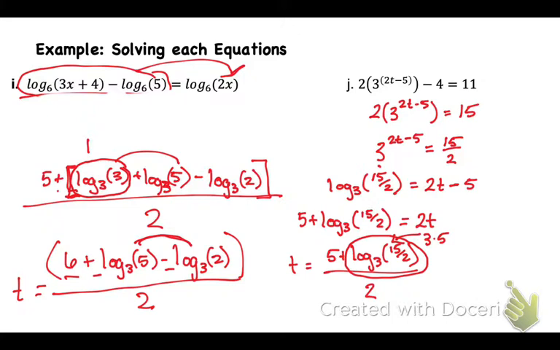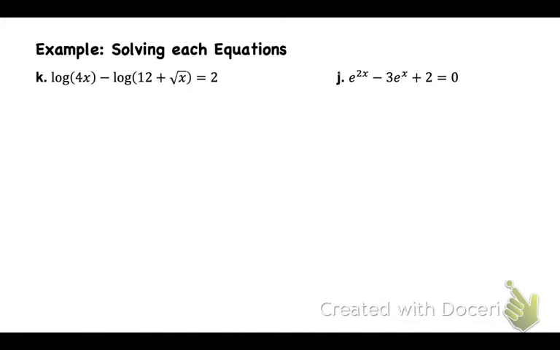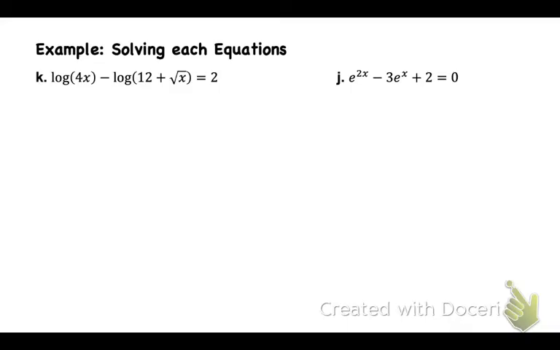So, do they get a little bit complex? Nope. Yeah, you're doing my homework. Okay, you're good. Log of 4x. I think this is the last slide. Yep. Okay, log of 4x minus log of 12 plus the square root of x equals 2.